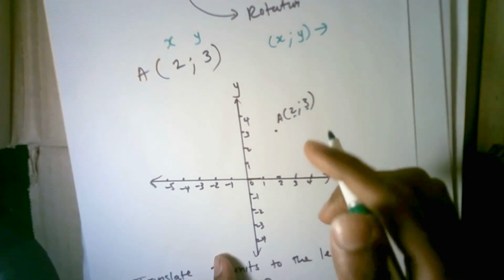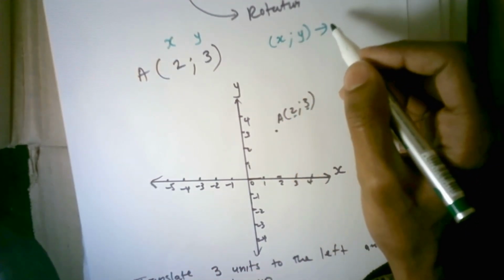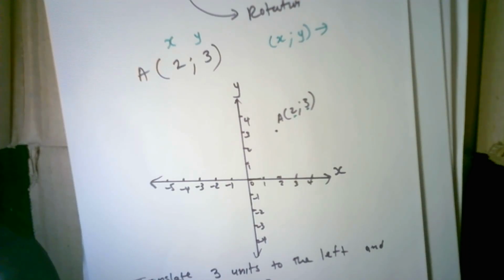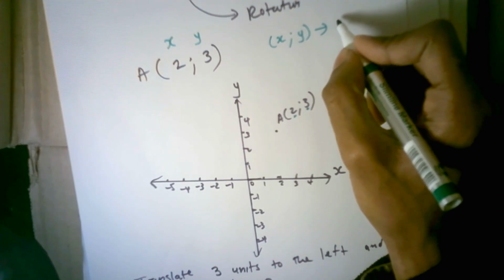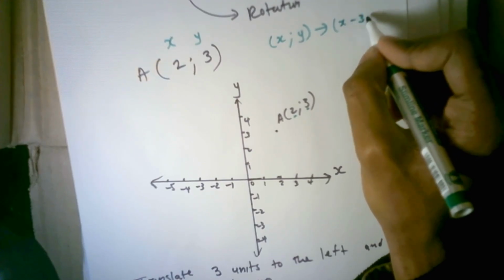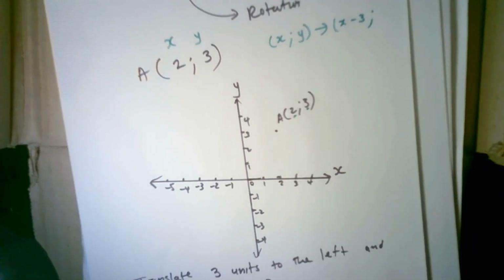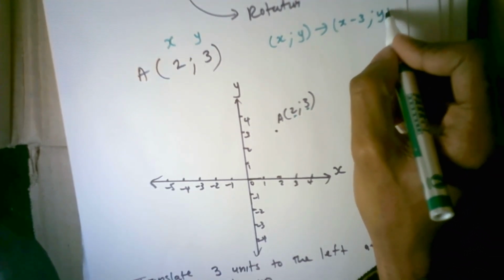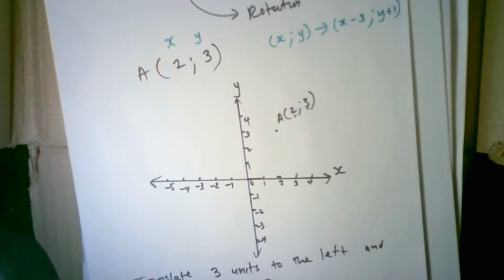Right? What am I doing to the x value? We said I'm shifting 3 units to the left. When you shift to the left, you need to subtract 3. If, for example, it was 3 units to the right, then I'm going to say x plus 3. But in this case, it's going to be x minus 3, and the y value is going to be y plus 1, because I'm shifting it 1 unit up. If it was 1 unit down, I'm going to say y minus 1.